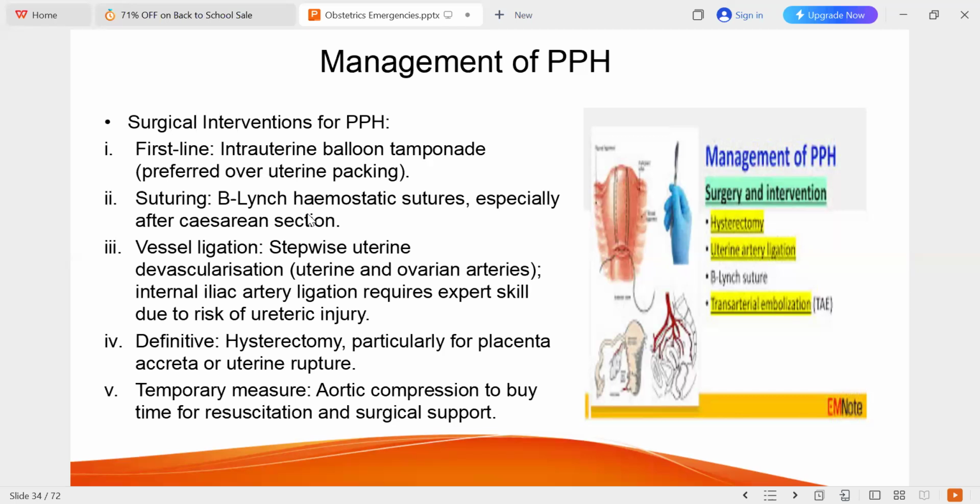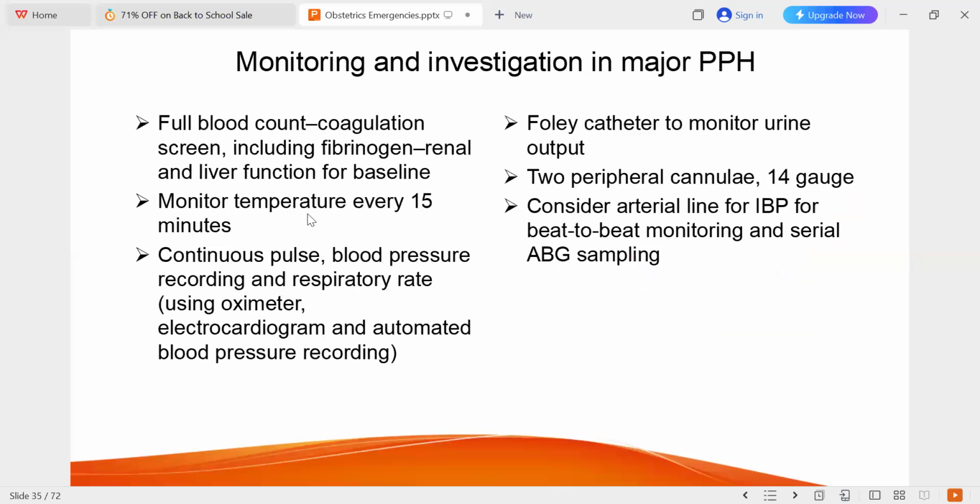Temporary manual aortic compression to buy time for resuscitation and surgical support. Okay, monitoring is important. Even after you've secured hemostasis, this patient requires very attentive monitoring: full blood count, especially a coagulation screen, which should include your fibrinogen. All right, and monitor temperature every 15 minutes, just to be sure that your patient does not become hypothermic.